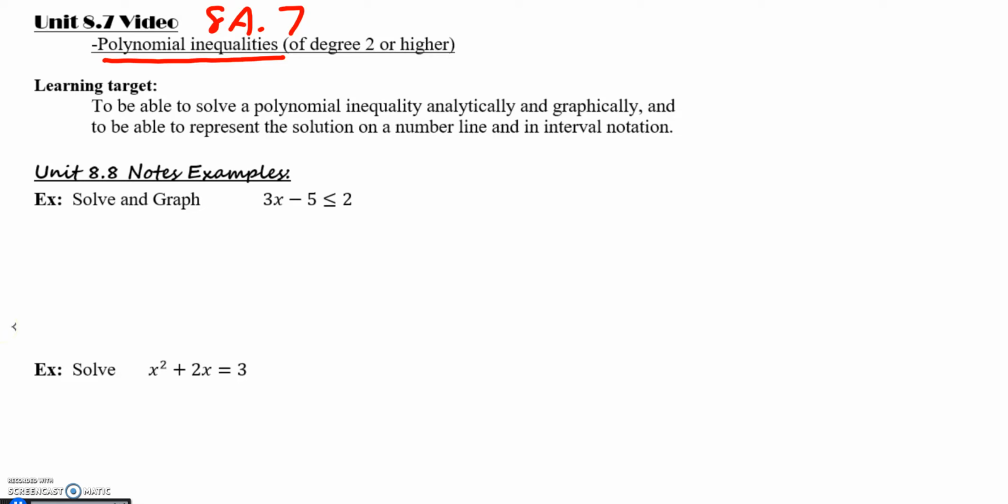So we want to be able to solve it analytically and graphically, and be able to represent the solution on a number line and in good old interval notation. So before we get to that, let's do a little bit of algebra review.